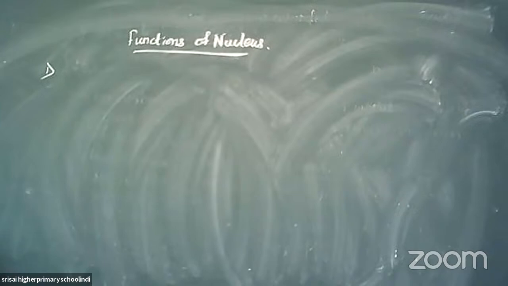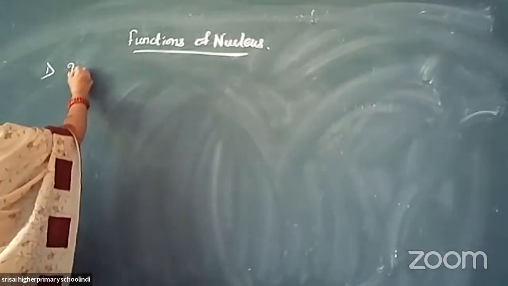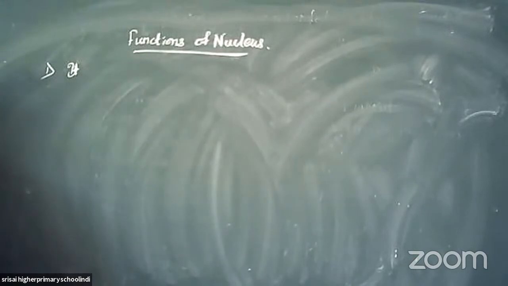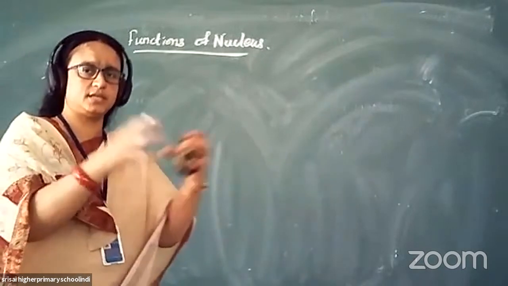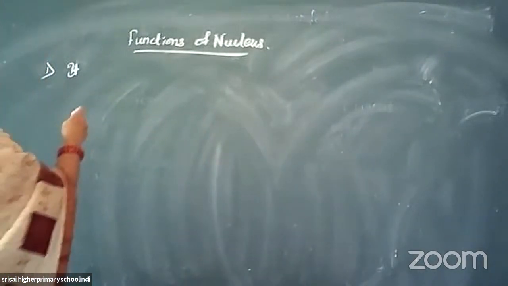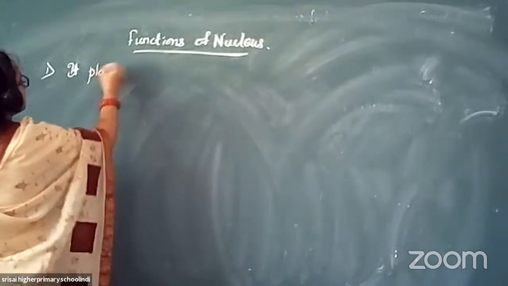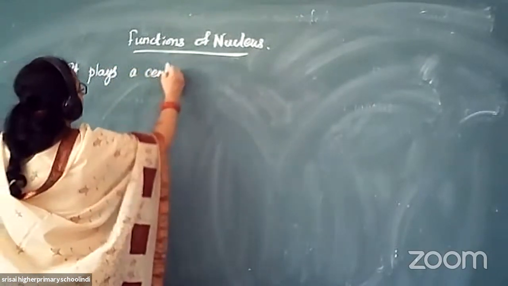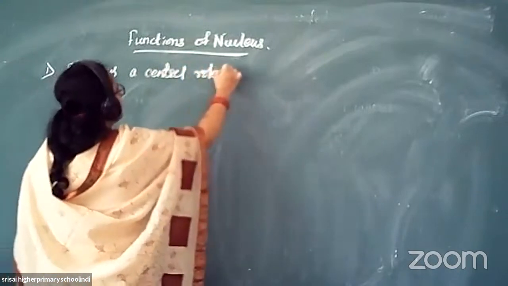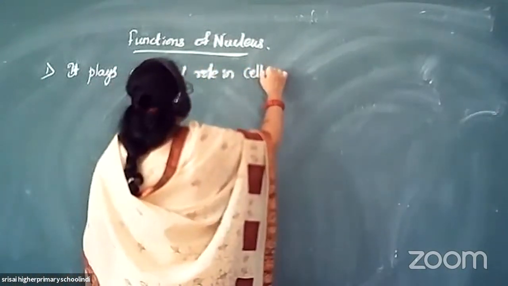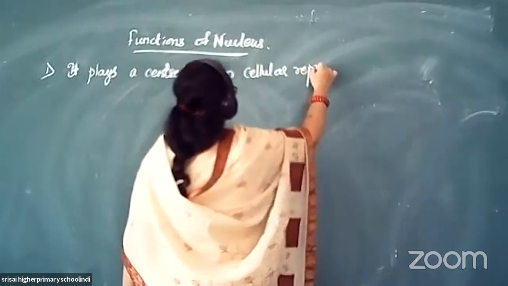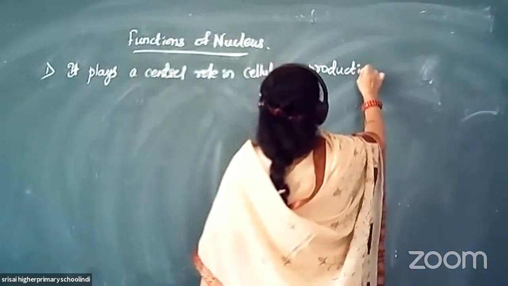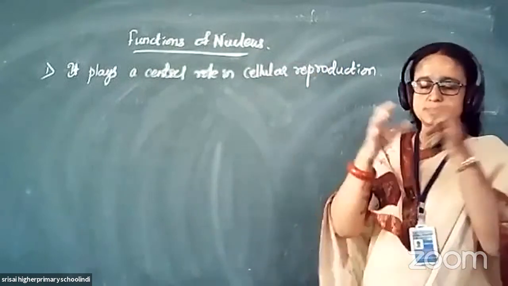Just now we told cellular reproduction. It is the process by which a single cell divides into two cells. It plays a very important role. It plays a central role in cellular reproduction. Cellular reproduction means a single cell is going to divide into two. Okay, it plays a central role in cellular reproduction. How is it playing a central role? In cellular reproduction, a single cell will be there.